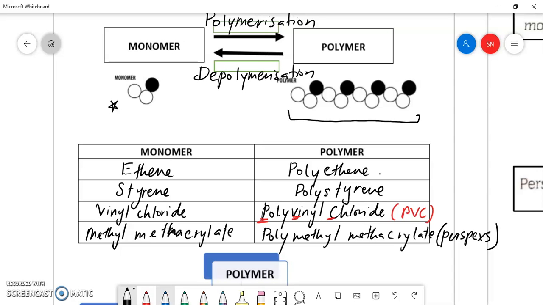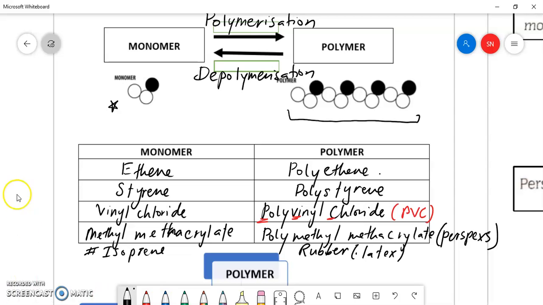Maybe we can add one more: rubber. The monomer is called isoprene, so just add one more here. Isoprene is the monomer for rubber, because we're going to take a look at rubber. The polymer is called natural rubber, or sometimes we call it latex.